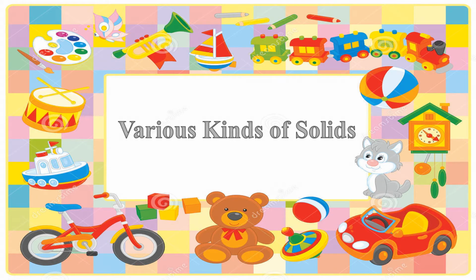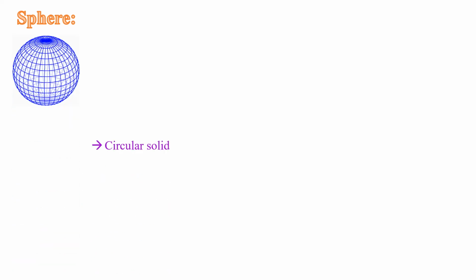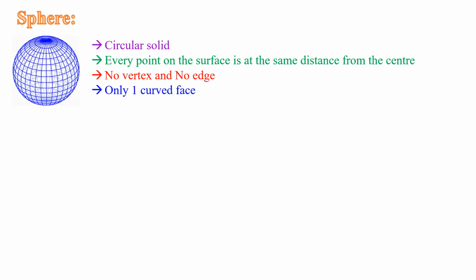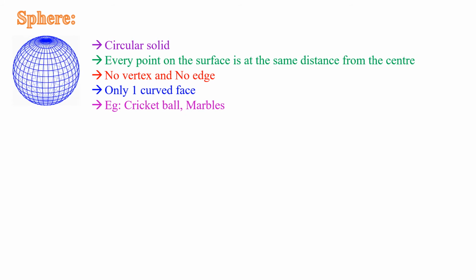Various kinds of solids. Sphere. Sphere is a circular solid. Every point on the surface is at the same distance from the center. A sphere contains no vertex and no edge. Only one curved face of a sphere. A cricket ball, marbles are some examples for a sphere.